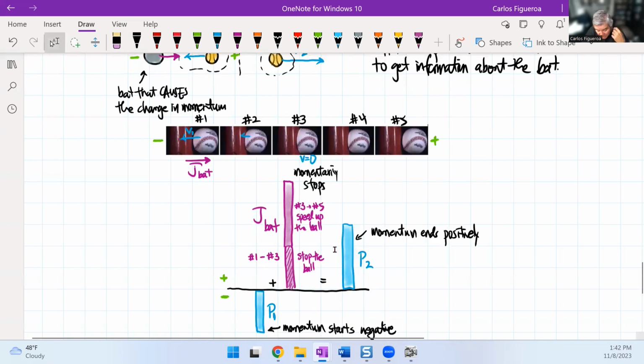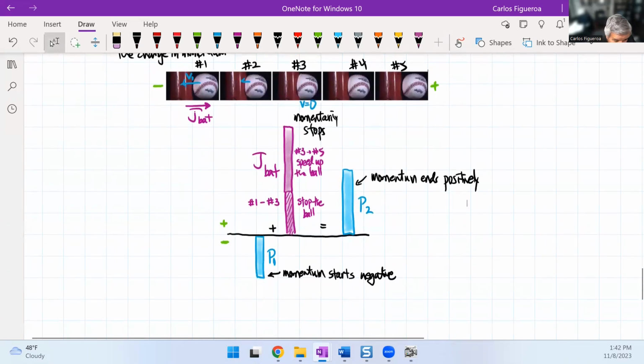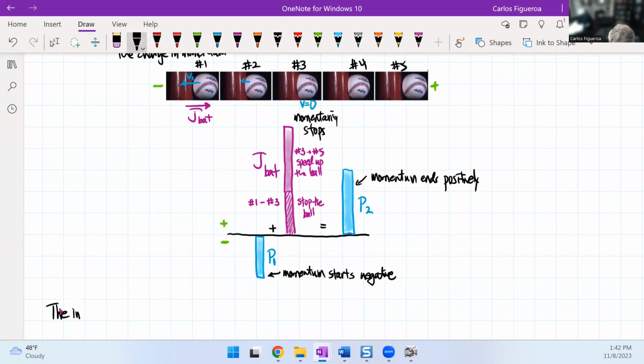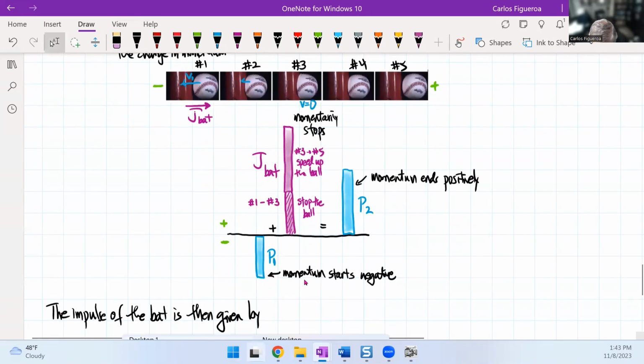So if I now start to look at this, if I want to calculate the impulse, I go by the impulse momentum theorem. So the impulse of not the ball, but the bat, is then given by our diagram. Look at P1.